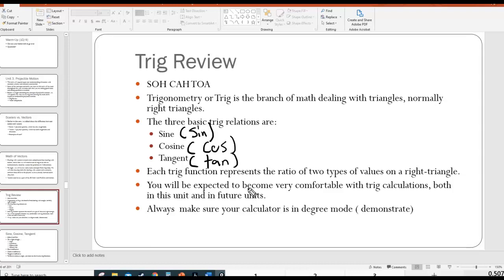Now these three basic trig relations relate back to a right triangle, like I said before. And so let me draw a right triangle. Okay, so typically when dealing with a right triangle, you know, of course, one side has a 90-degree angle, and you're typically given at least one angle or asked to find one angle. And so let's say we have this angle down here in the bottom left, and let's say this angle is theta.